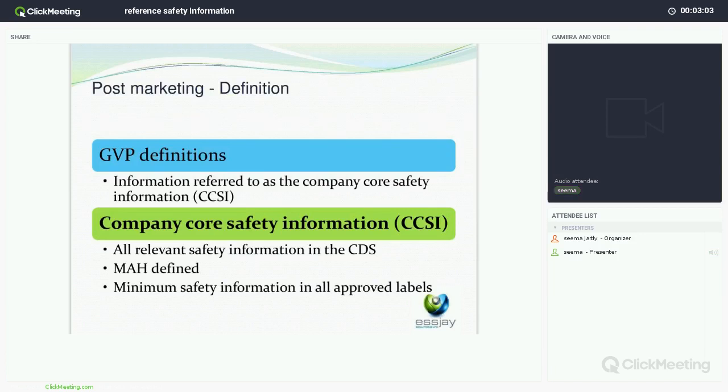Now, what constitutes the core safety information has generally got a bit better, and more companies are quite similar in what they would assume is the core safety information. It will usually include sections such as contraindications, warnings and precautions, drug interactions, pregnancy, undesirable effects, and overdose as well. But there can be some differences between companies depending on what they would want to consider as part of the safety remit.